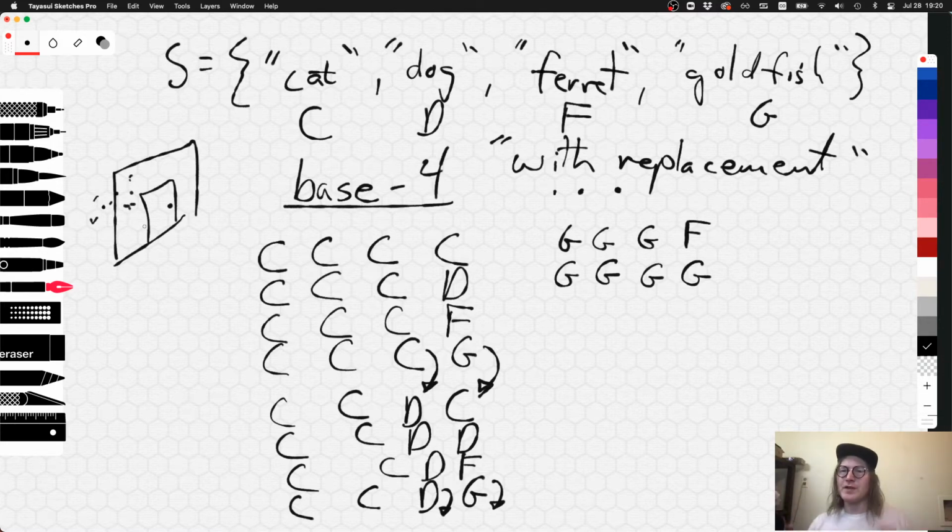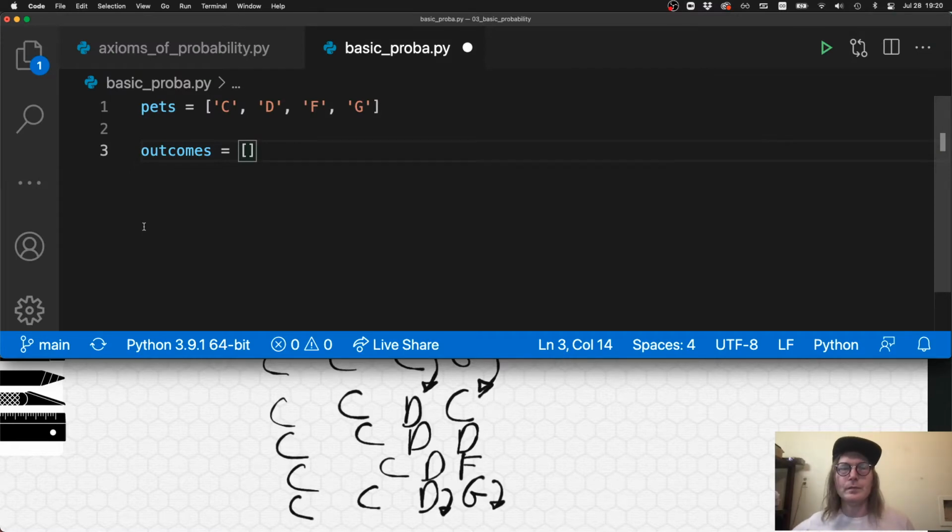You can also think about this as we have some infinite number of cats, dogs, goldfish, and ferrets in this room. That's another way to think about it. Some sort of different dimensional space that we can pull from. Okay, so how do we do this systematically?